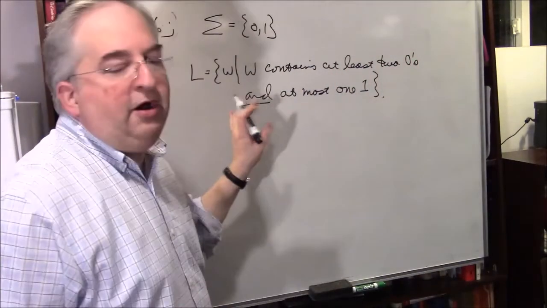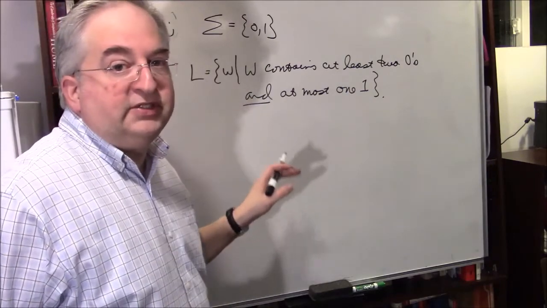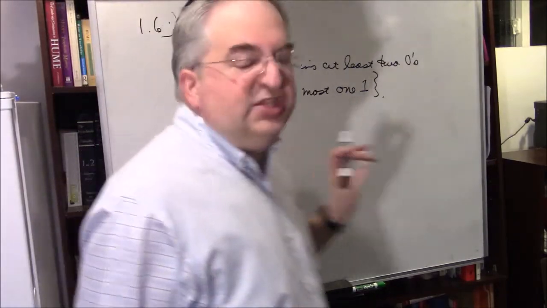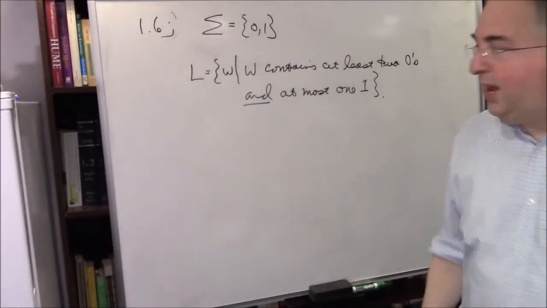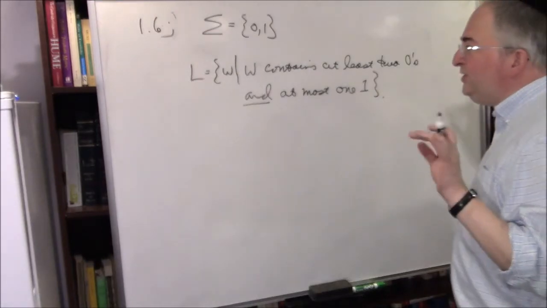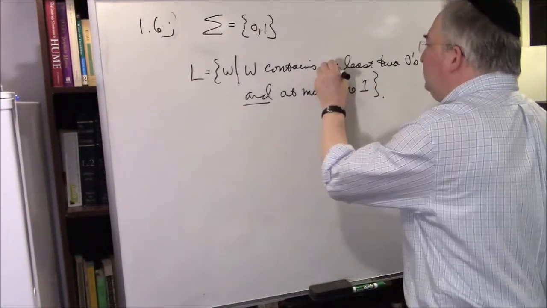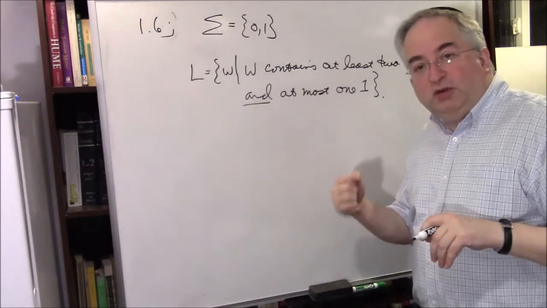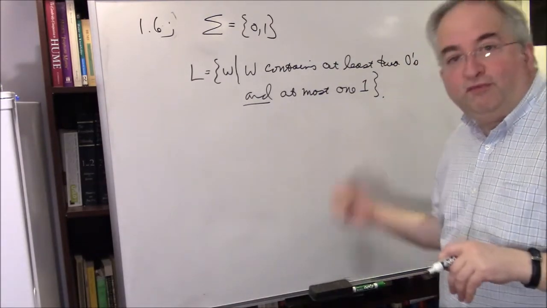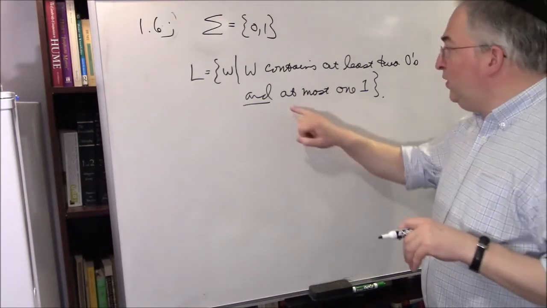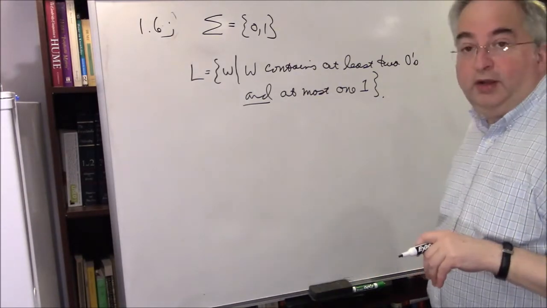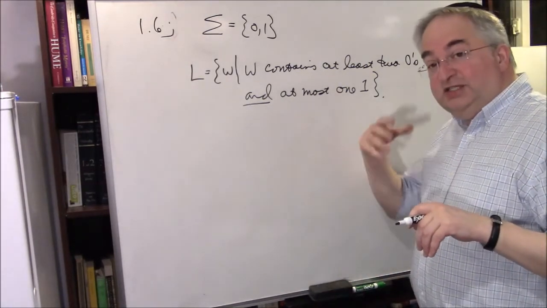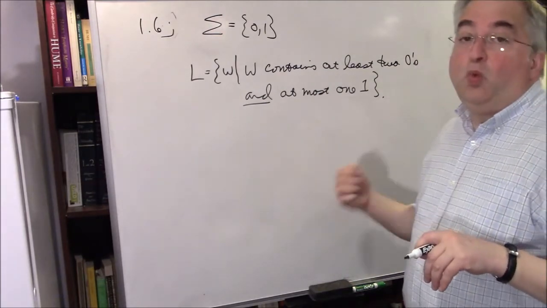Okay, it's a hard one. It's the last one in the exercise, so it's a hard one, but it's doable. And what you have to do is go through first, what does it mean? Contains at least 2 zeros. That means it contains 2 zeros or 3 zeros or 4 zeros or 5 zeros. What does it mean it contains at most 1 1? Oh, it contains 0 ones or it contains 1 1.